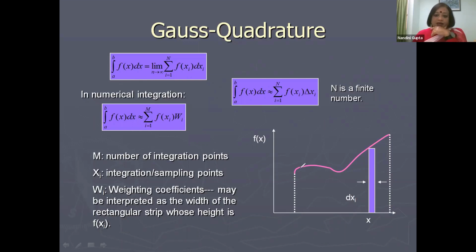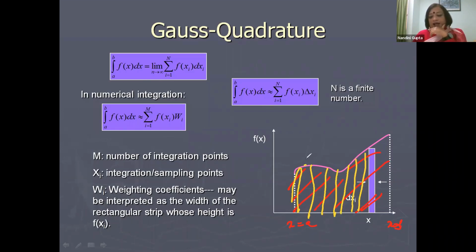So look at this curve. This curve is what I want to integrate from, let's say, x equal to a to x equal to b. So essentially what I need to do is find the area under this curve. And I can imagine that this area is comprised of blocks of area. So if I divide this area into small elements and I add the areas of all these elements, I'll get the total area. And that is the idea.